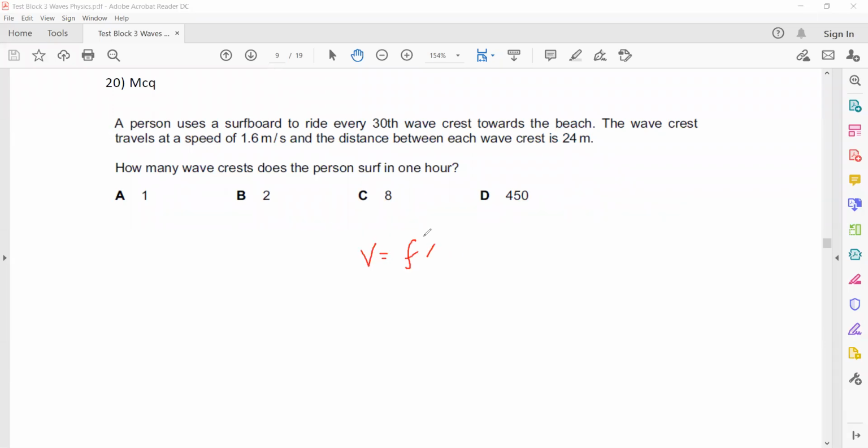You have the formula v equals f lambda, where v is the speed and f is the frequency. The speed is given as 1.6, the frequency we don't know, and the wavelength is 24. So 1.6 divided by 24 gives the frequency. Frequency means the number of vibrations per second. So it is 1.6 divided by 24, that is, the frequency is 0.06.